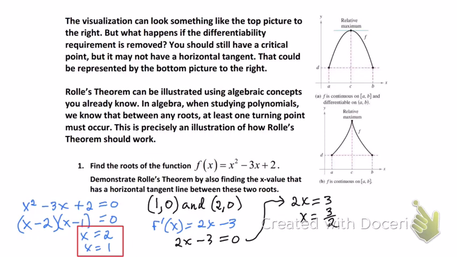Rolle's theorem is saying there will be a critical number that marks where a horizontal tangent line exists. Now think about it. If the horizontal tangent line is there, doesn't that mean it's either a minimum or maximum? Yeah, that makes sense. Okay.